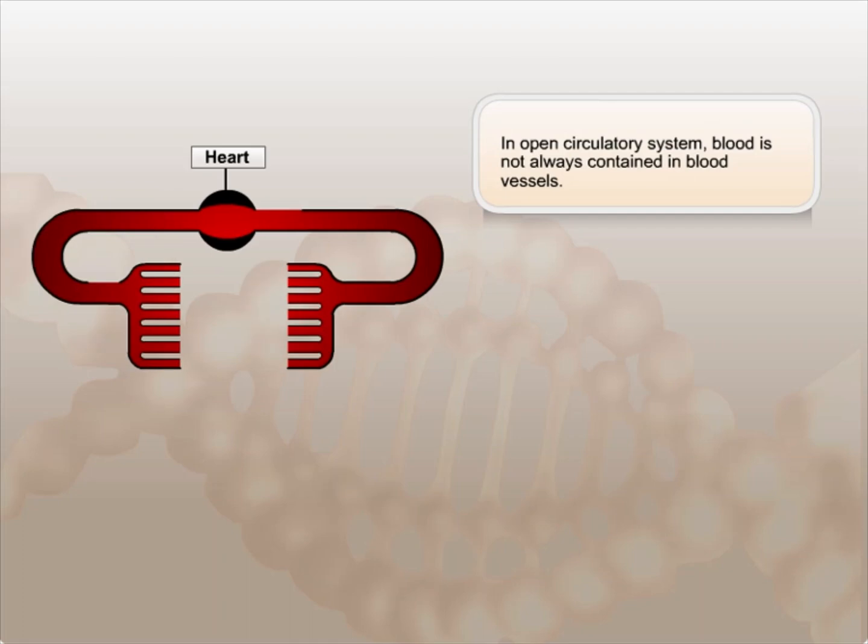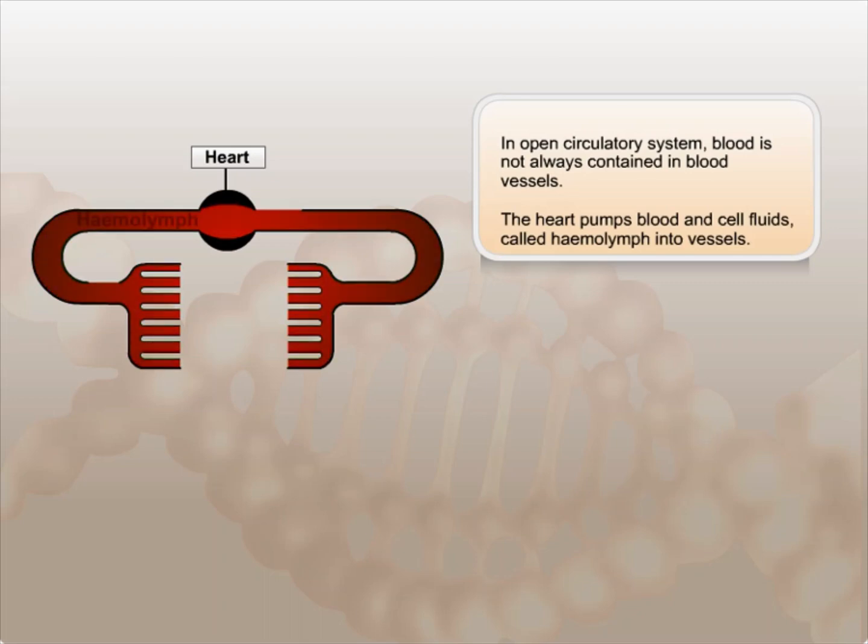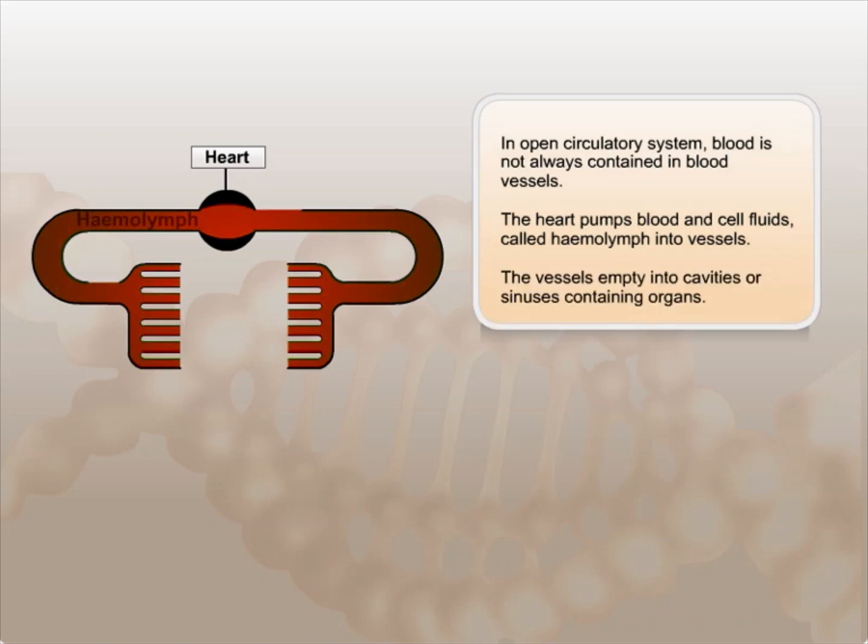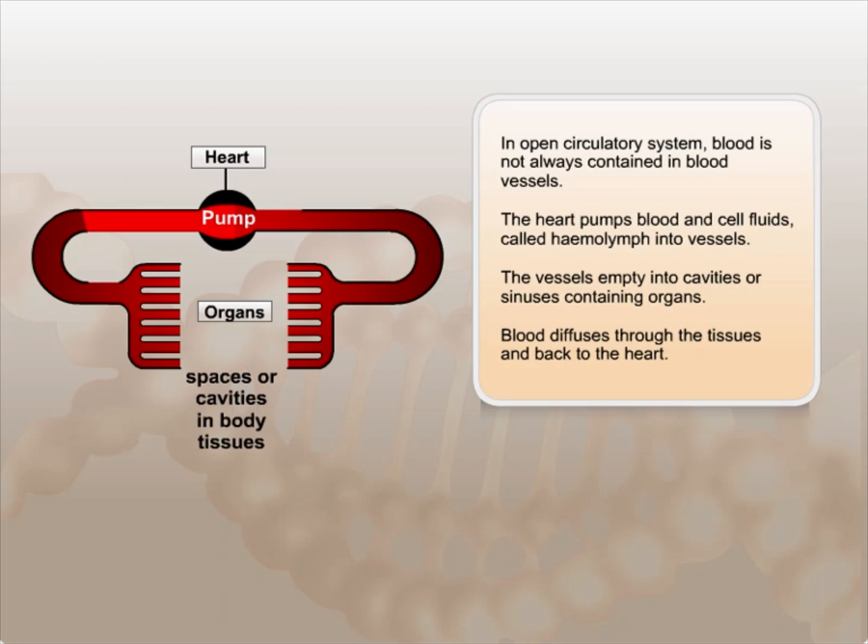In open circulatory system, blood is not always contained in blood vessels. The heart pumps blood and cell fluids called hemolymph into the vessels. The vessels empty into cavities or sinuses containing organs. Blood diffuses through the tissues and back to the heart.